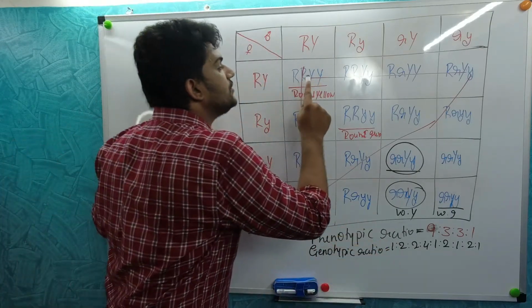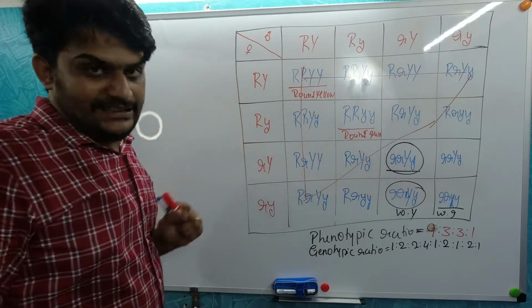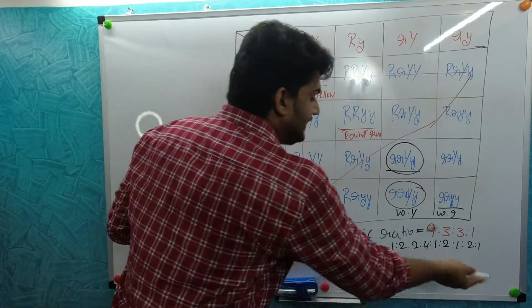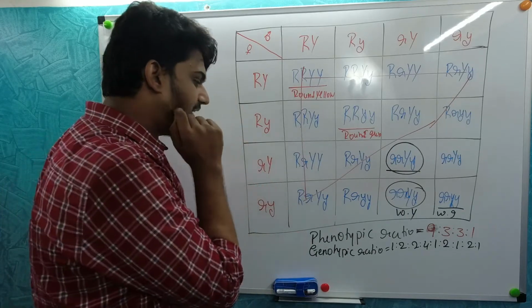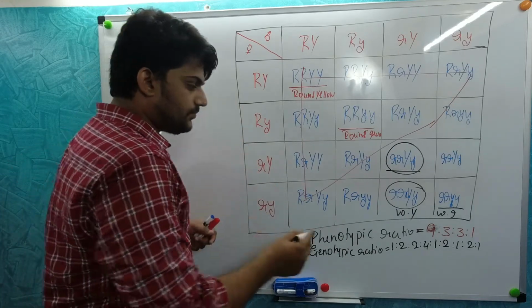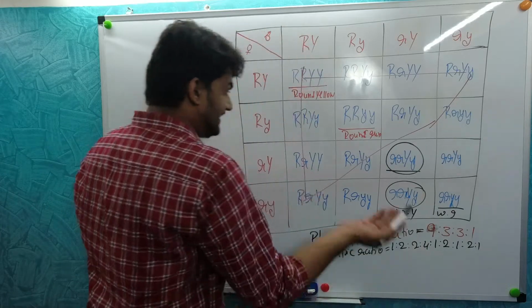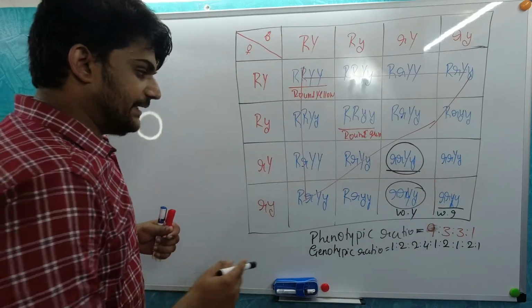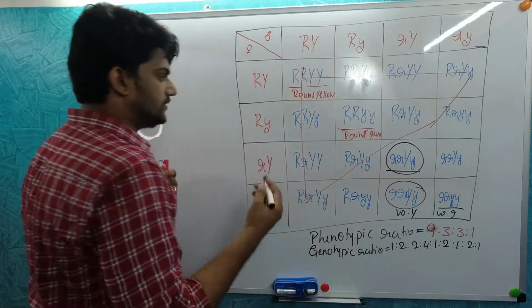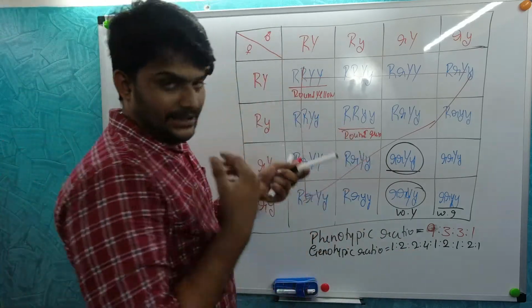Easy. Variation of the alleles. Ultimately you can find it out. So if you sit down, you can find it out. So I'll show you one or two for you. The first one and the last one you can see easily. One homozygous round yellow, and one homozygous wrinkled green. The two I'll make you identify.